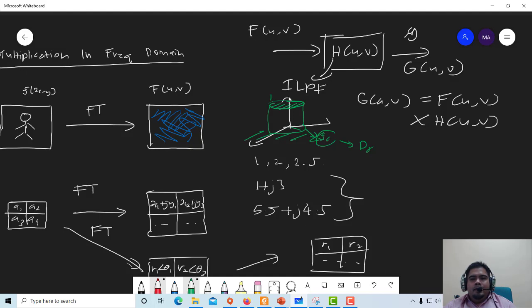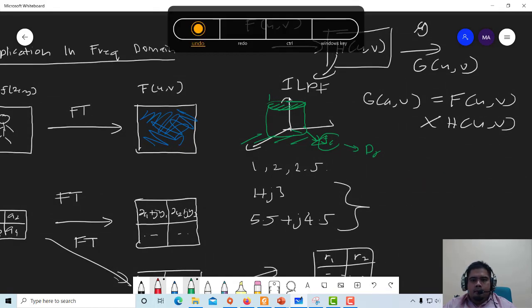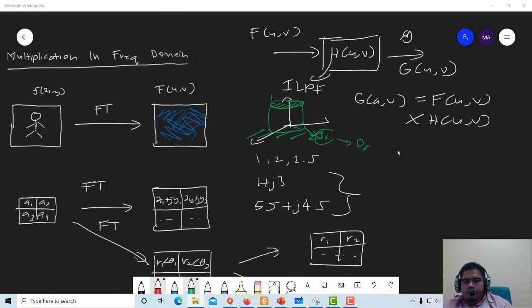So if you draw it as an image matrix, then your H should look like this. The circle, and then the rest here is 0 0 0 0. If you zoom in, you can see that all the matrix here is 0 0 0 0. Only inside here is 1 1 1 1 1 1 1 1.